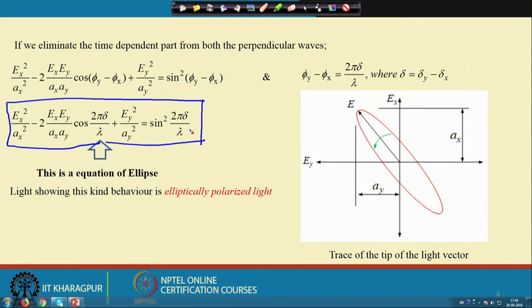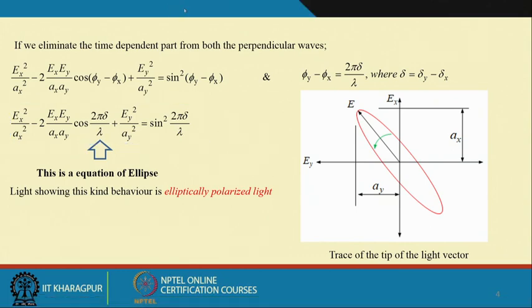If I show it graphically, this is the resultant E, the root over of E x square plus E y square, and this is A y and this is A x. This is E x and this is E y. That is why these are A x and A y, the amplitudes. Since this represents an equation of an ellipse, we can say it is elliptically polarized light.